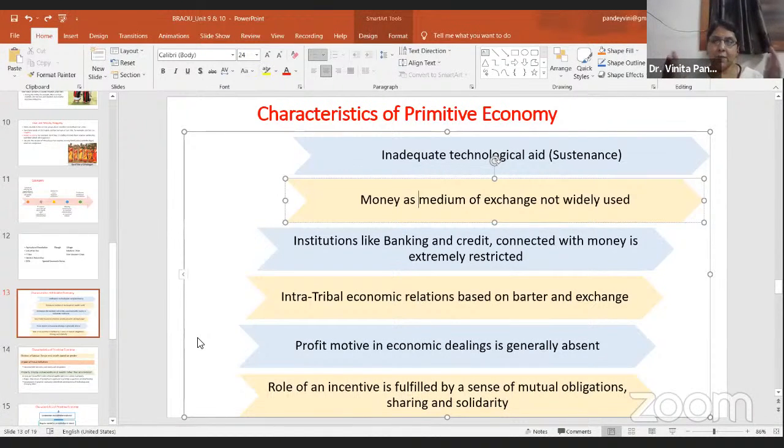I have already discussed these points. Just to quickly revise, the banking system originally was not there. There was by and large a barter kind of system, where there is exchange of goods and services, and not much concept of money, and the profit motive is zero. And we have to remember, for any economic activity, we require incentives.